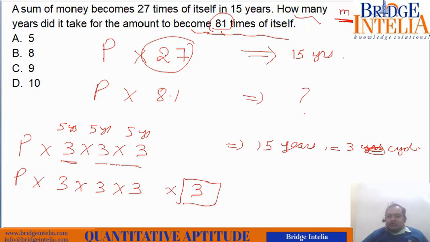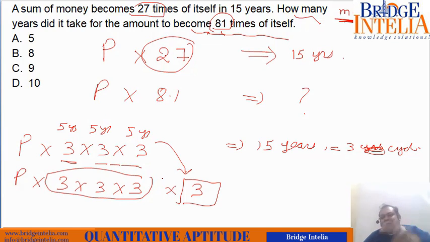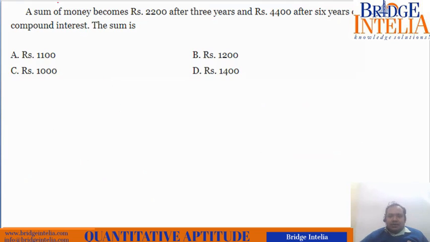So how many more years? So one more cycle is needed. Already it has become 27 times. That means one more multiplication of 3 is needed. For that, 5 years of wait. So answer is 5 years. Another 5 years are required. Let's move to the next one.